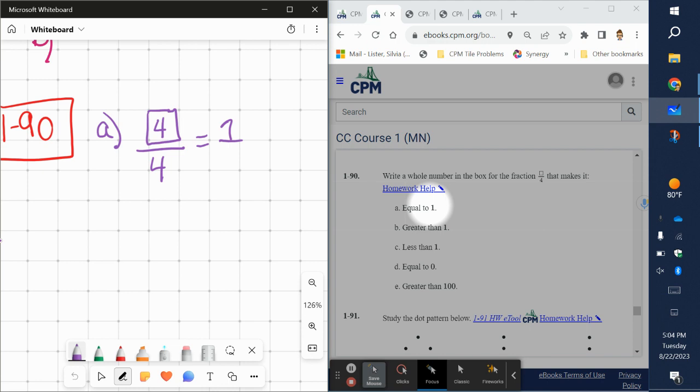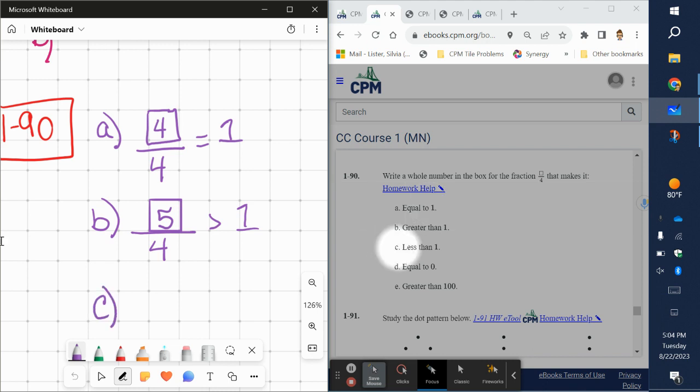For letter B, I need it to be greater than 1. Well, if I want it to be greater than 1, I have to have at least 1 item for each person. So that means I need a number bigger than 4. So let's go with 5. That's just a little bit bigger, but it's still bigger than 1.